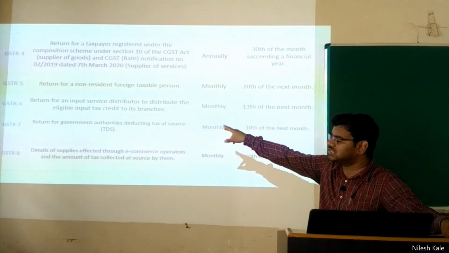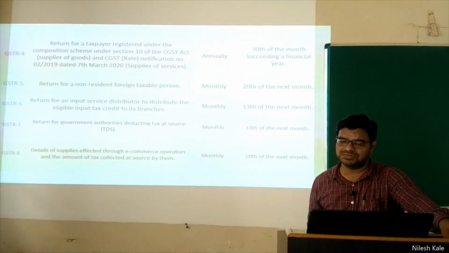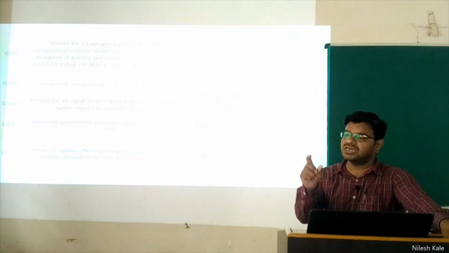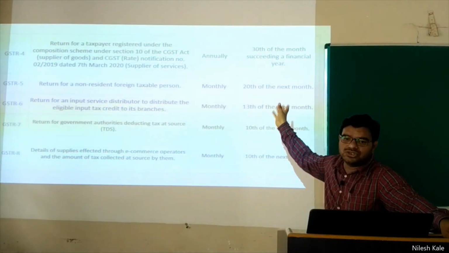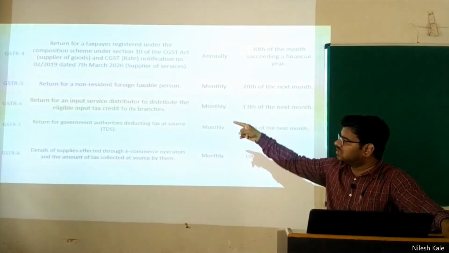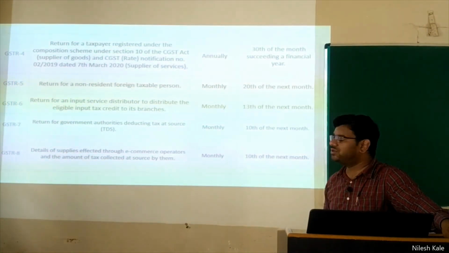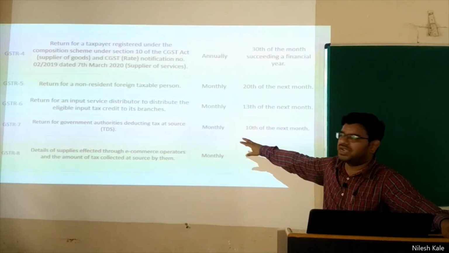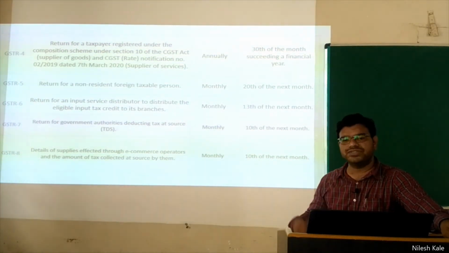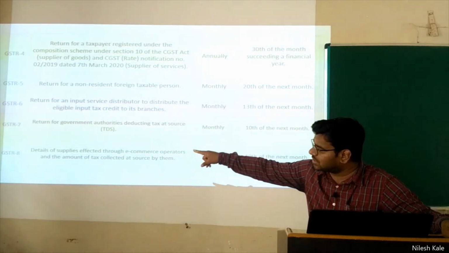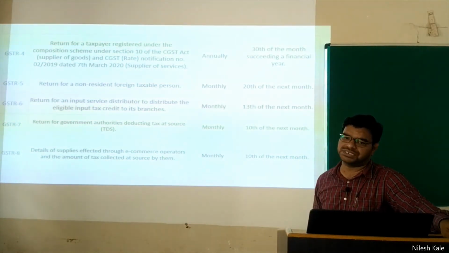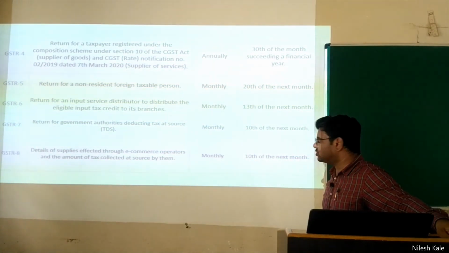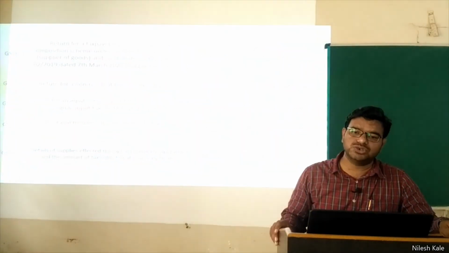And then GSTR6 is for input service distributor. You have to remember all these things. Input service distributor will file monthly, 13th of the next month, right? GSTR7 is for TDS, tax deducted at source, which should be filed monthly, and the time is 10th of the next month. And then GSTR8 is for e-commerce operators. For e-commerce operators, it is GSTR8, which should be filed monthly, and 10th of the next month will be the last date to file the returns.